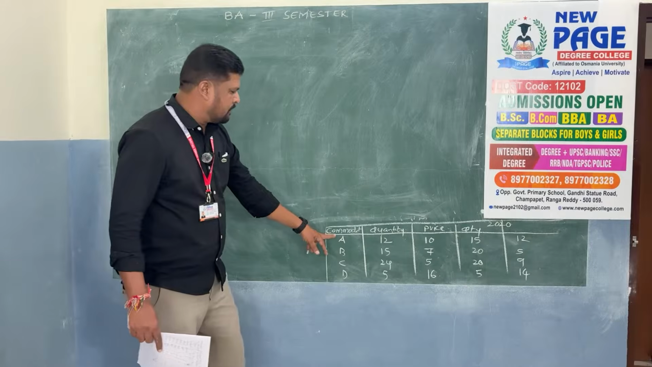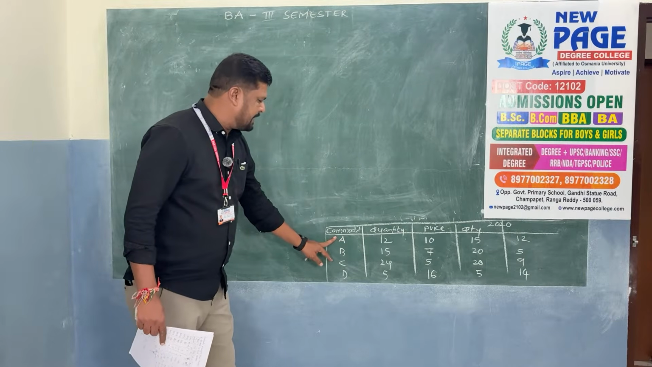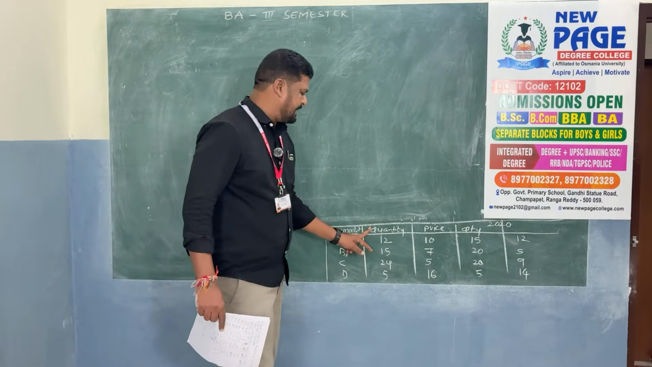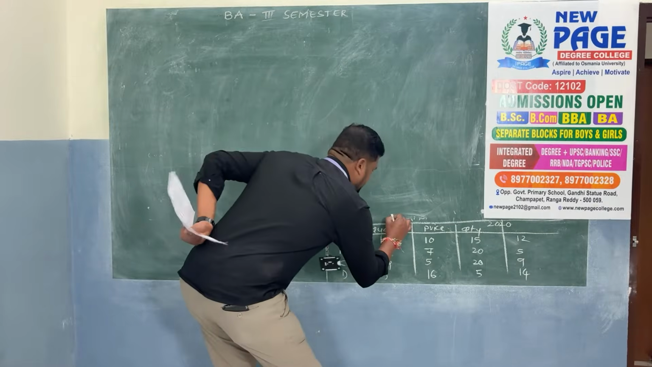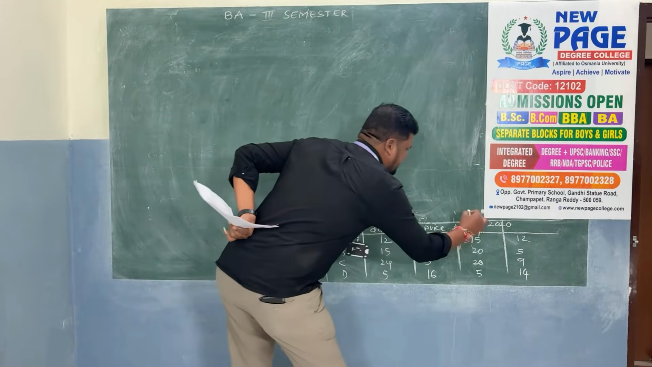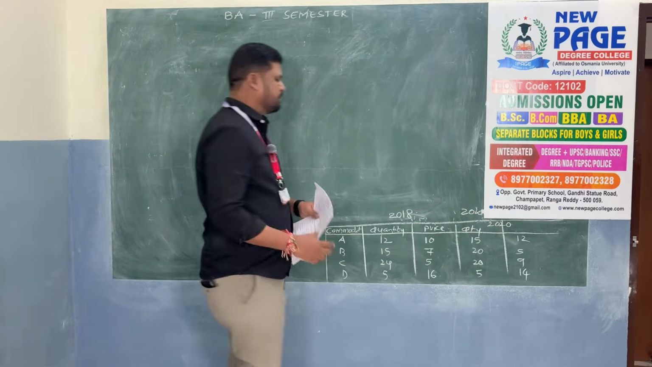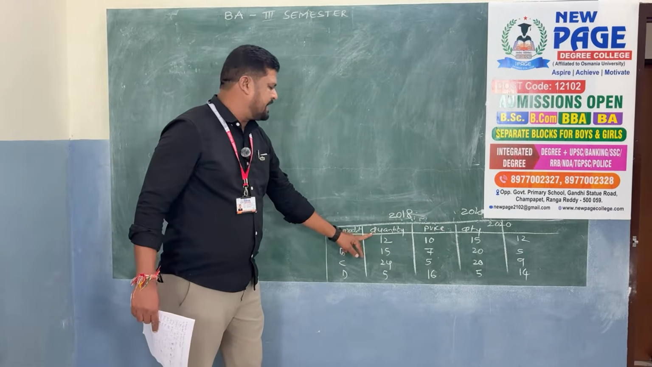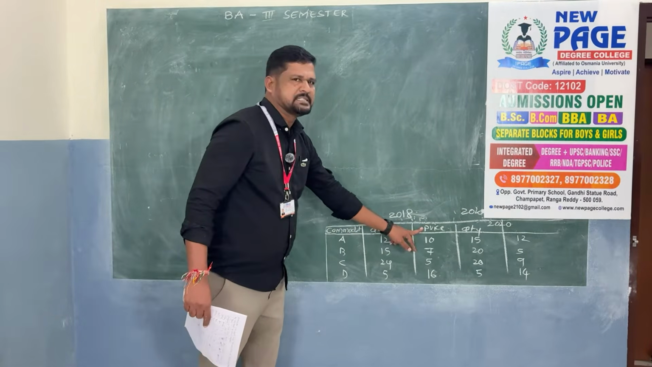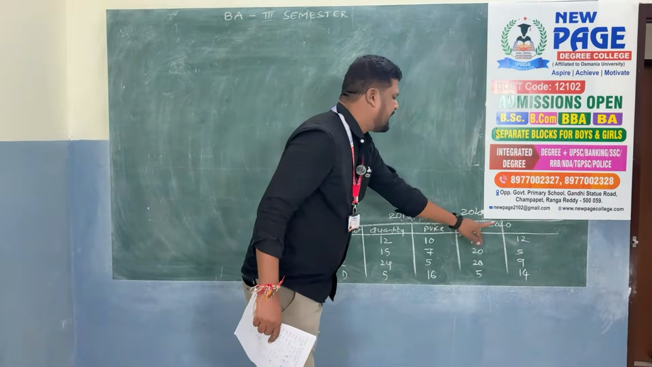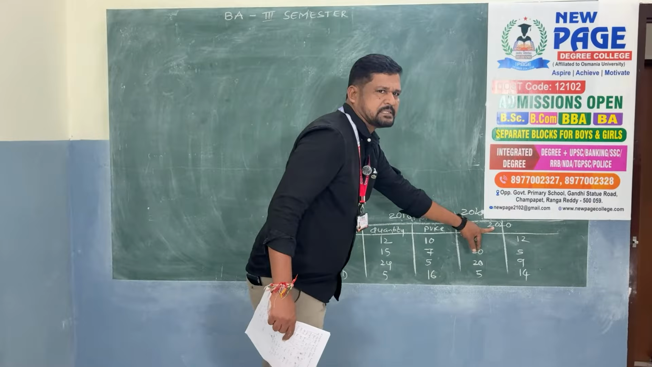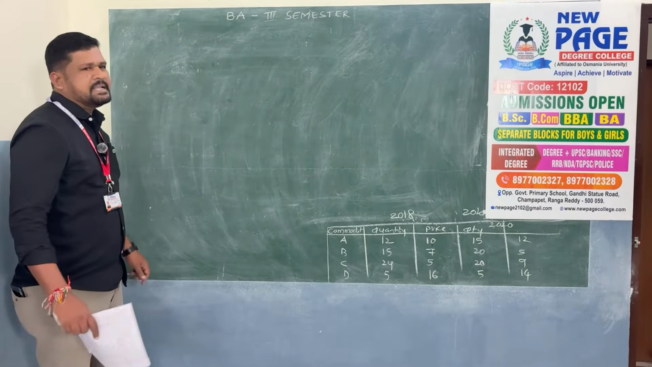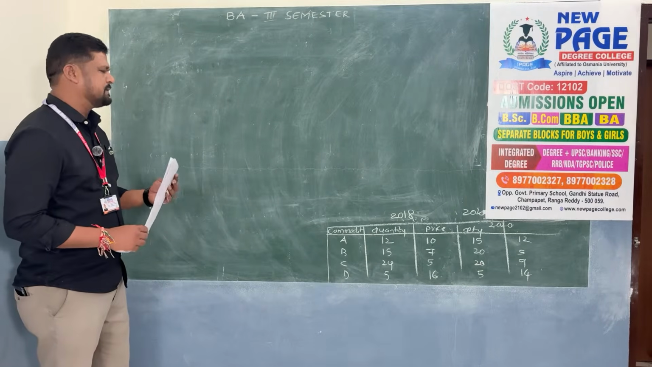Here is one example problem. Given commodities A, B, C and D, with quantities and prices for 2018 and for 2020. You have to compute Fisher's ideal index number.